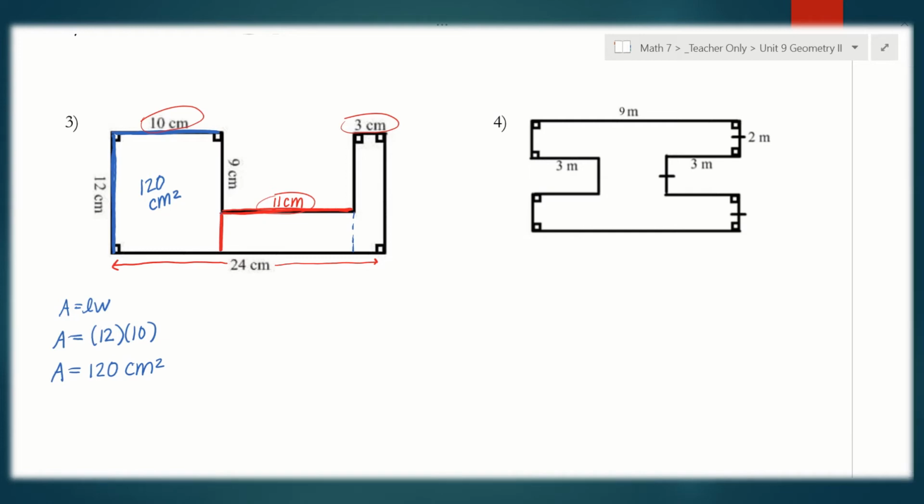Now the other one I'm missing, this side right here, I would have to look and say, well, if this whole side is 12, and I know this little side is 9, 9 plus what has to give me 12? And I would know that that's 3. Okay, so my middle rectangle here is 11 times 3, which is 33.